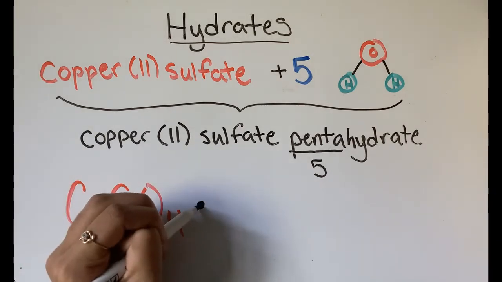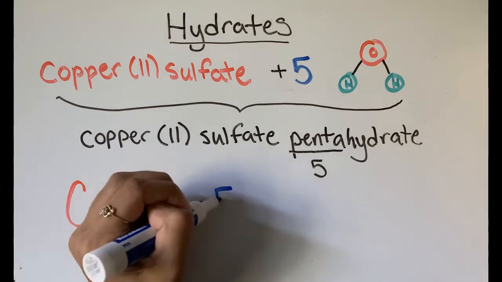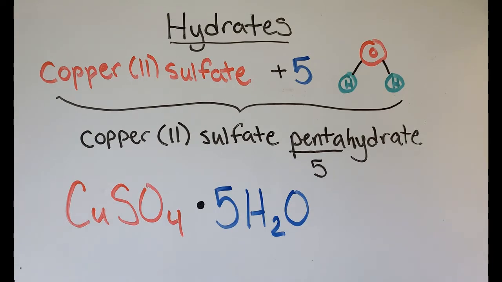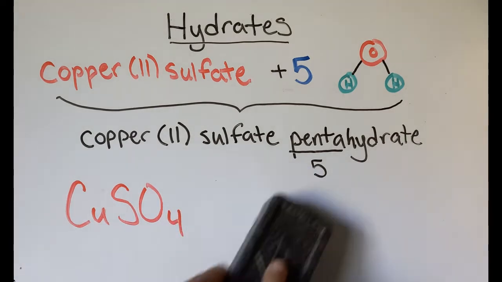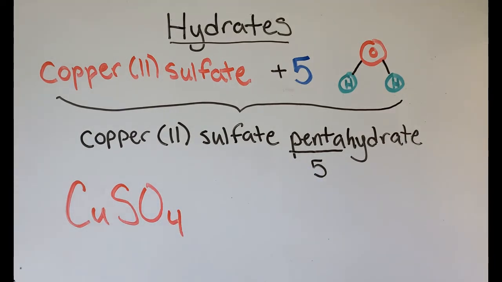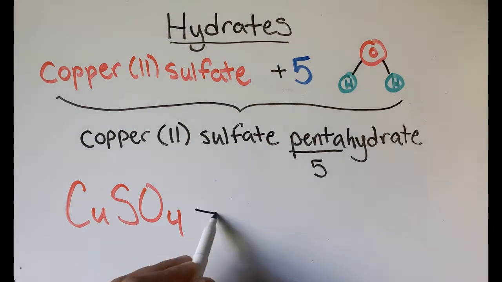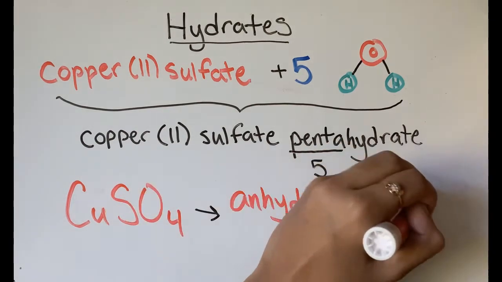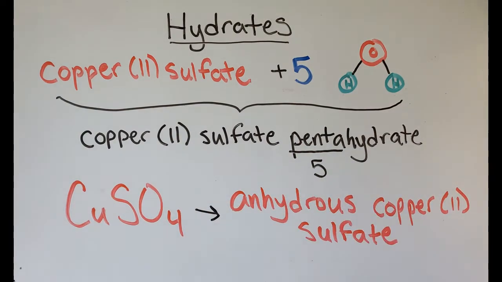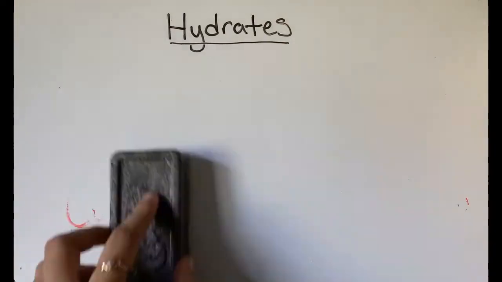This is written CuSO4 times 5H2O. If the water is removed through heating, all that's left is CuSO4, which is called anhydrous copper 2 sulfate. Anhydrous, as you probably guessed, means without water.